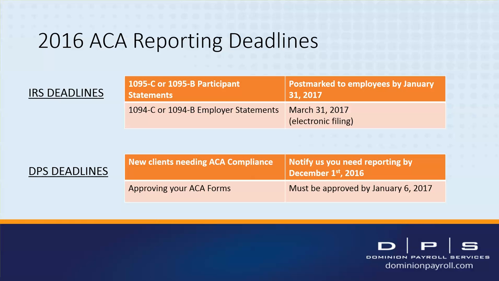And that is January 6, 2017. Mark that date down, January 6th. That is when we need you to approve your forms by. And that is just so we have enough time to produce them, print them, and send them to you, and then you have enough time to send them to your employees by that January 31st deadline.